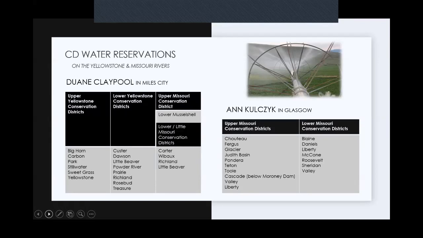2 different basins in general, but we divide, well, actually, I guess you could say 4: upper and lower Yellowstone, upper Missouri, lower Missouri. And each of these districts has a manual that has forms, rules, policy, and procedure that really guide how the district administers the water reservation.